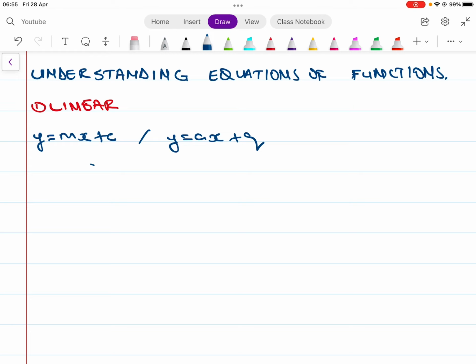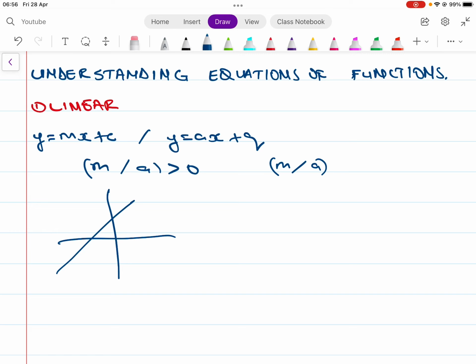So when m or a is greater than 0, you'll have the graph looking like this. It's slanted to the right. But if m or a in each of these equations is less than 0, then you'll have your graph slanted to the left, just like that.